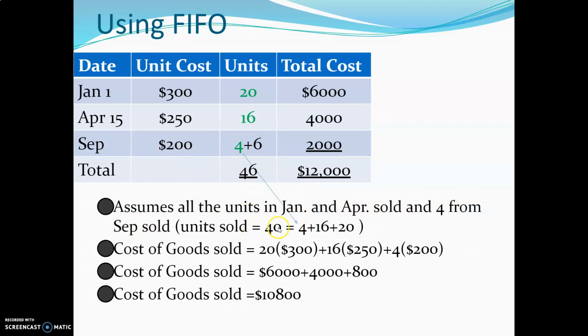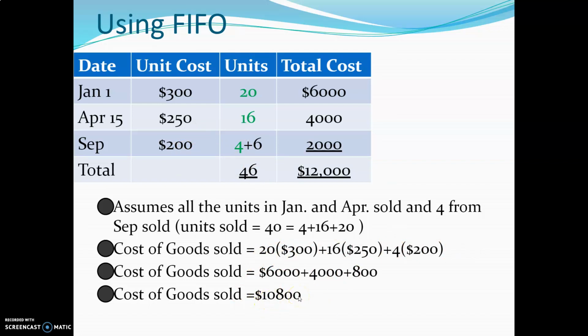So that means that, well, where do we get these numbers? 20 plus 16 is 36. 36 plus 4 is 40. And that's where these 20, 16, and 4 come from. So the cost of goods sold are as follows: 20 times 300, 16 times 250, and 4, because 4 makes our 40, 4 times 200 gives us our cost of goods sold of 10,800.